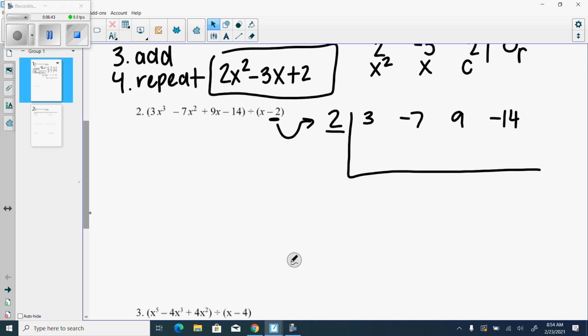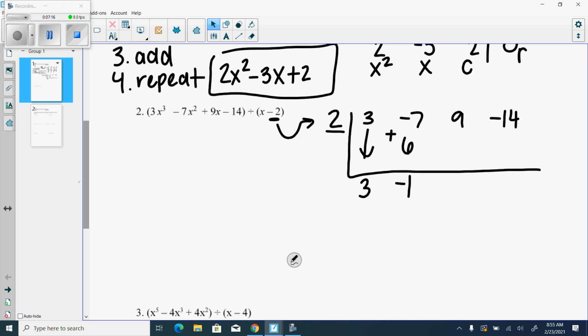And then we're just going to follow the steps from above. So my first step is to do what? Bring down that 3. And then what should we do? Multiply. So we got 3 times 2, which is going to give us 6. And then what's our next step? Add them. So I have negative 7 plus 6.